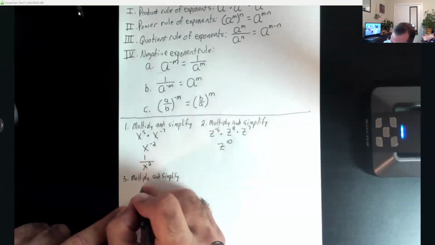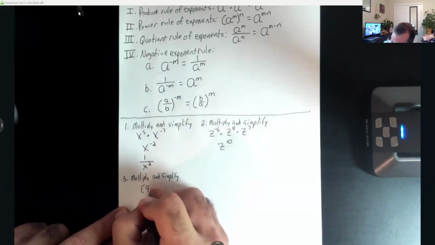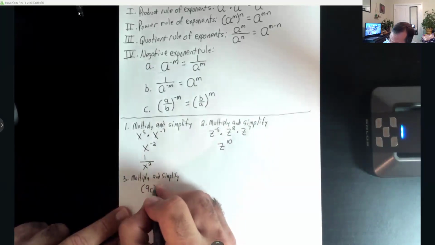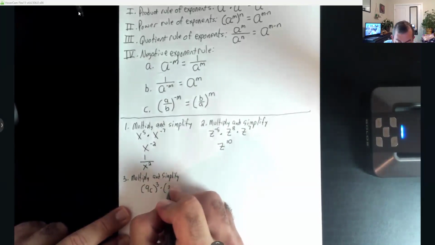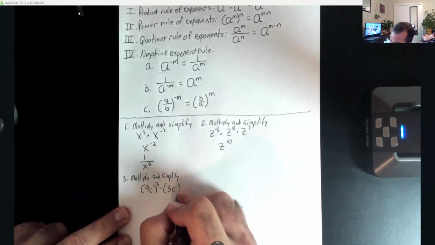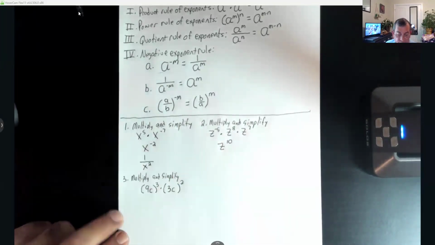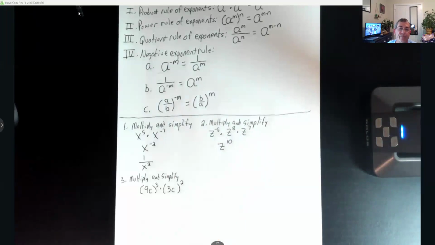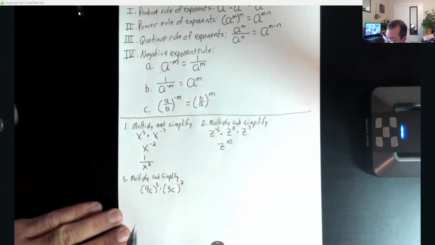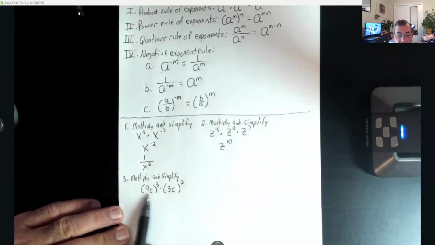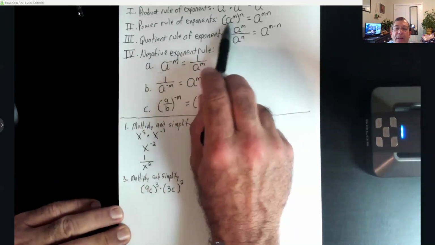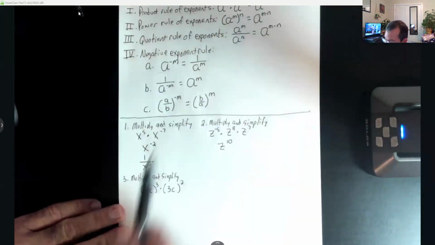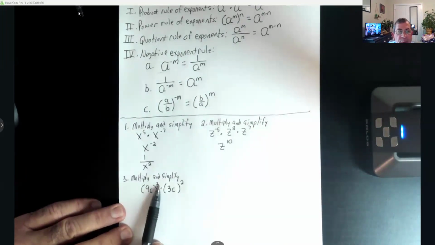All right, y'all, but look what we got here. I got 9c to the third times 3c squared. So before I can multiply these, I got to do these exponents first. And that's going to come into the case where we got the power rule. Now, everything inside is affected by that exponent.